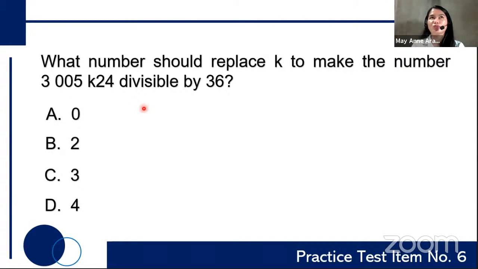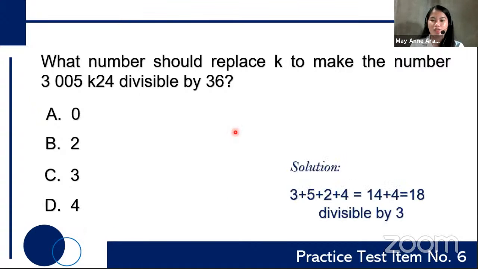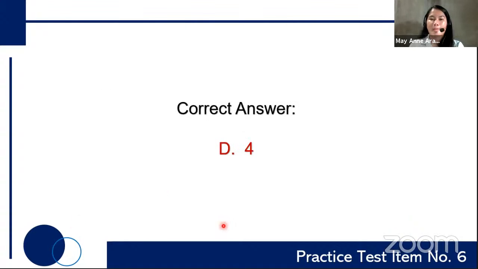So ano yung pinakamalapit na number sa 14 na divisible by 3? And wala naman ditong 1. So ano yung next? 18, 'di ba? And 14 plus 4 is 18. So therefore, the value of k should be equal to 4, and that is letter D. Okay, next.